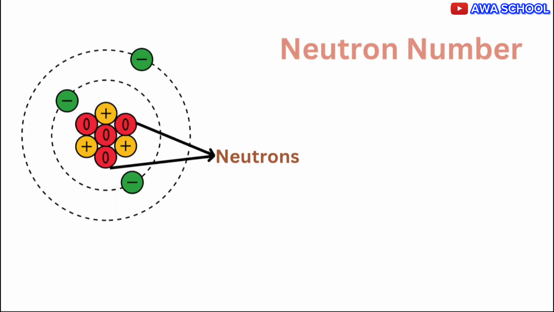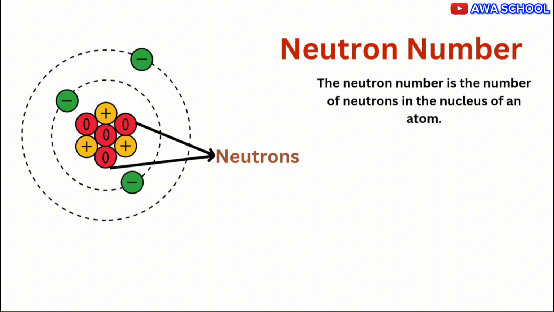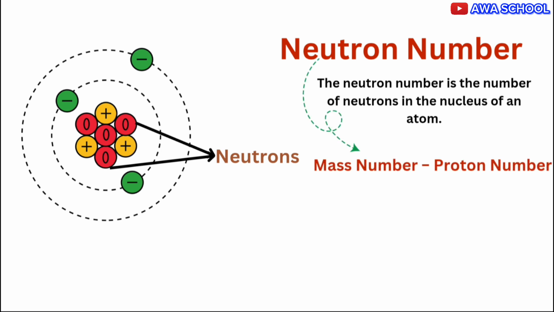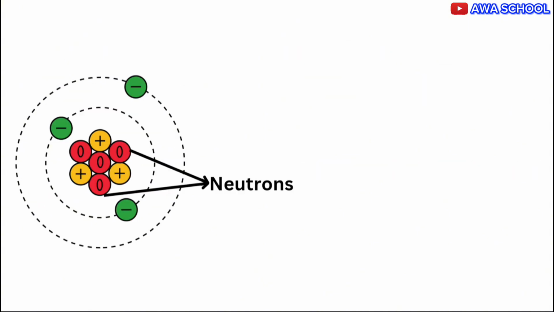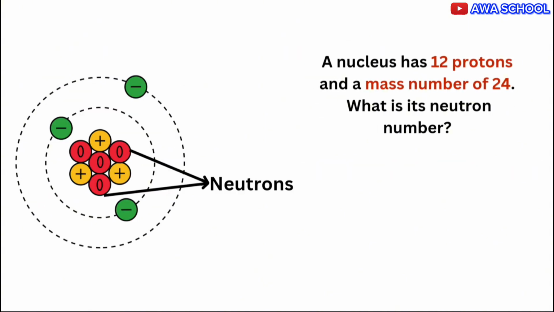Neutron number is the number of neutrons in the nucleus of an atom. The formula of neutron number is mass number minus proton number. Exactly. Let's take an example. A nucleus has 12 protons and a mass number of 24. What is the neutron number?